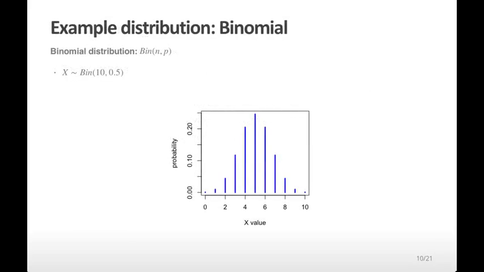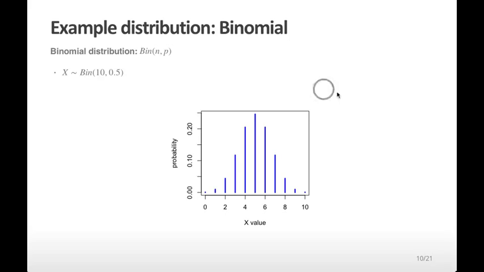So now I'm going to give you a couple of examples of distributions. One example is a binomial distribution. You can think of this as a distribution that describes the sum of a set of coin flips. So suppose you flip 10 coins and you count the number of times that they come up heads. And we assume that those coins are fair. The two parameters of the binomial distribution, n and p, represent the number of coins flipped and the probability that those coins come up heads.